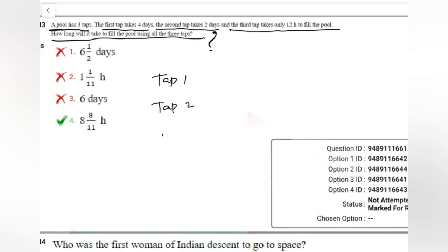A pool has 3 taps. The first tap takes 4 days, the second tap takes 2 days, and the third tap takes only 12 hours to fill the pool. How long will it take to fill the pool using all 3 taps? Let's take tap 1, tap 2 and tap 3. Time and efficiency here. Tap 1 takes 4 days, 4 days means 96 hours. And tap 2 takes 2 days means 48 hours. And tap 3 takes only 12 hours.